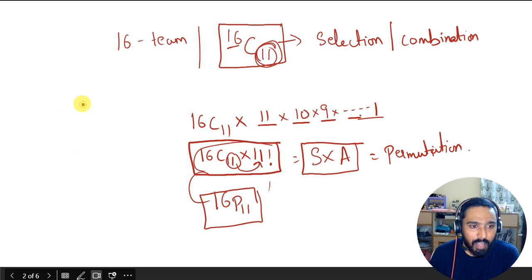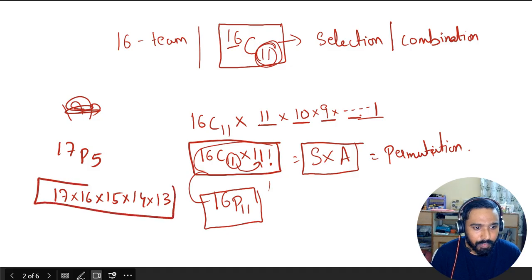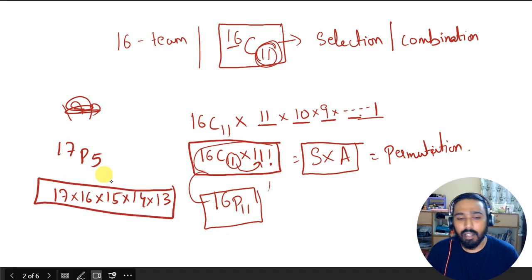Okay, so if I have got 17P5, how can I write? Drag this down to 5 numbers. That's it. That should be the answer. Okay, as simple as that, right?